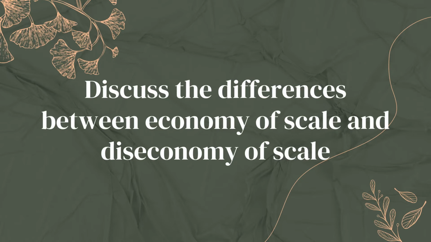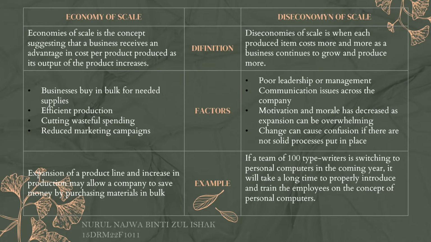Discuss the differences between economy of scale and diseconomy of scale. Definition: economy of scale is the concept suggesting that a business receives an advantage in the cost per product produced as its output of the product increases. Another definition: economy of scale refers to a business when the price of an item or product decreases as the production of the same item or product increases.